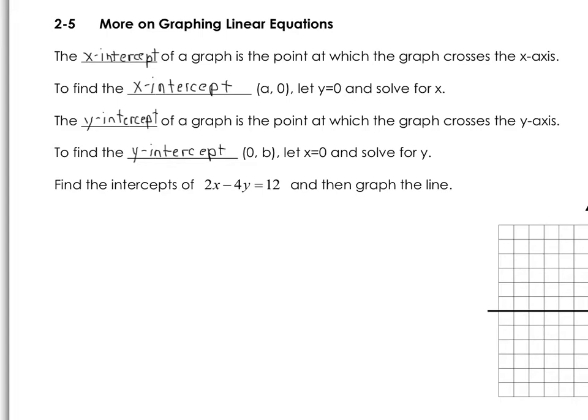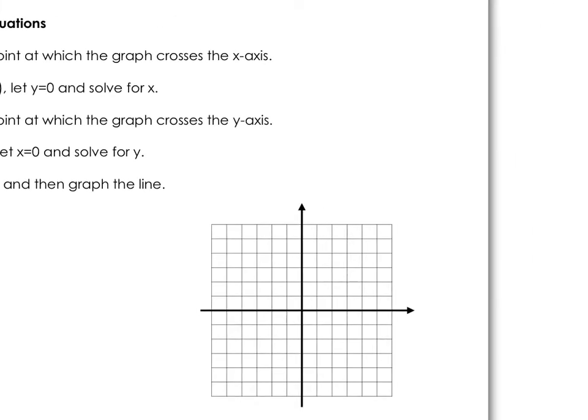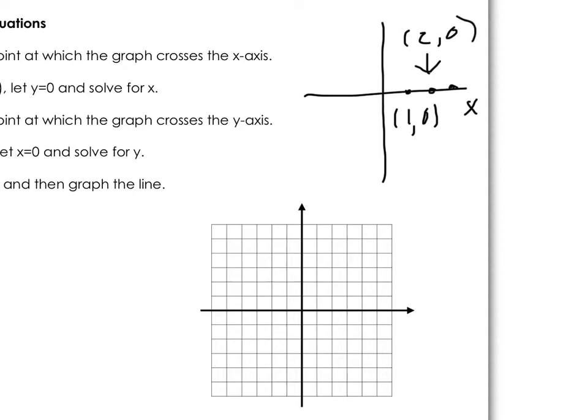I want to point out that if you have a graph and you can think of any point on the x-axis, this might be the point (1, 0). This might be the point (2, 0). What's this next point? (3, 0). So every single point on the x-axis has in common that the y value is 0. So that's why to find the x-intercept, you let y be 0.